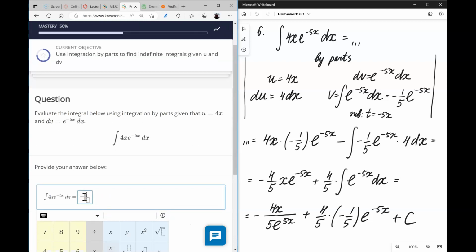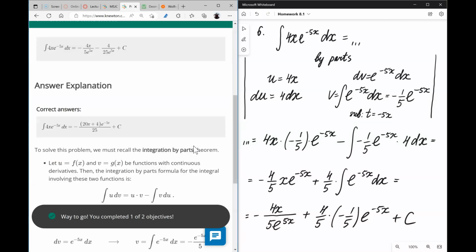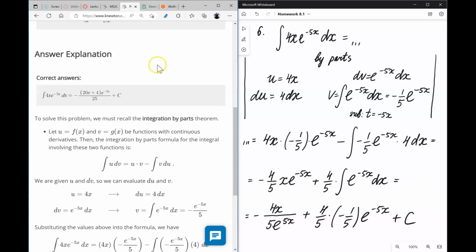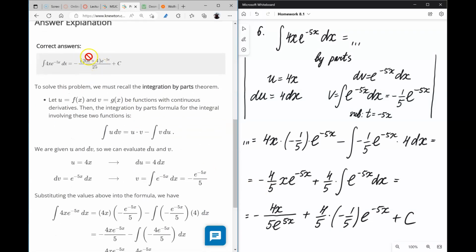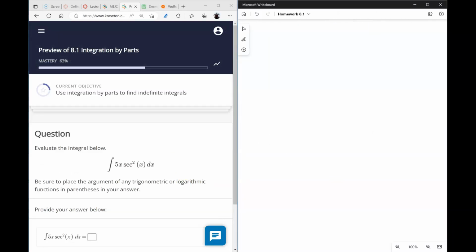And I'm going to type this up. You can simplify it in probably more than one way, but I consider what I entered to be simplified. Someone may have a different opinion, but it's the same function, just written in different ways. All right, so next problem. We have integral of 5x secant squared x dx, and here we're not told what to do, so we have to make the decision ourselves.